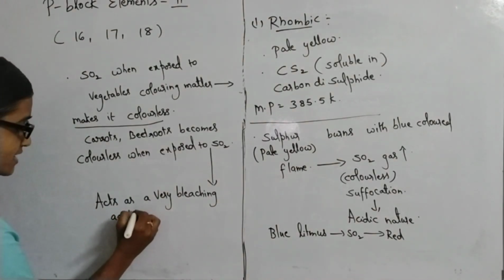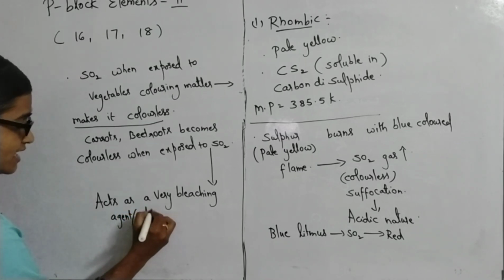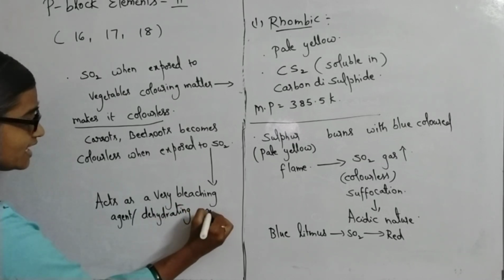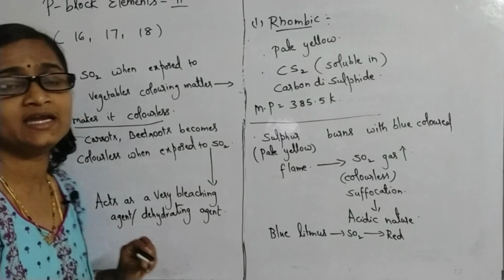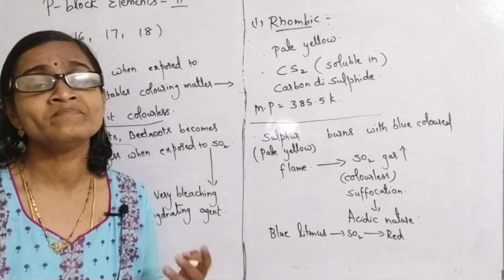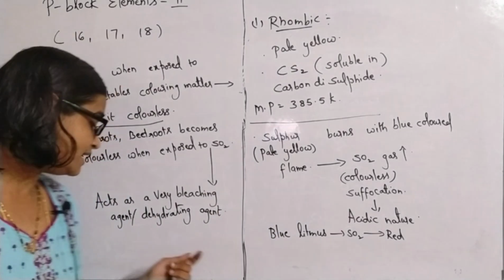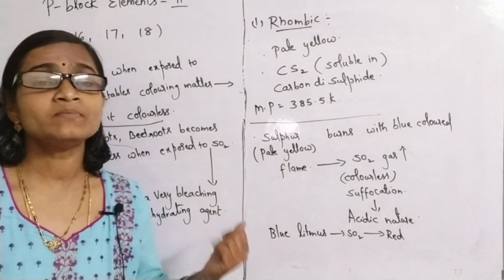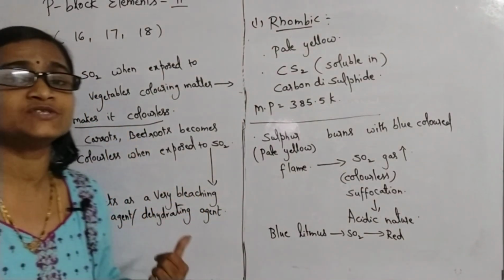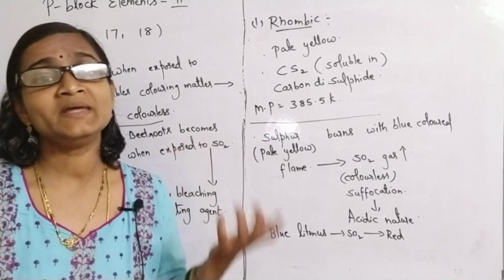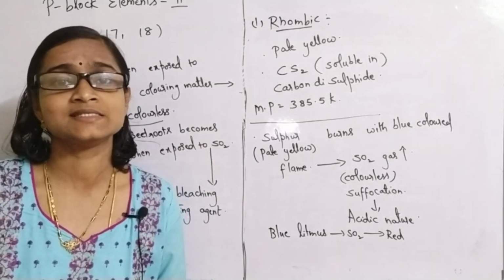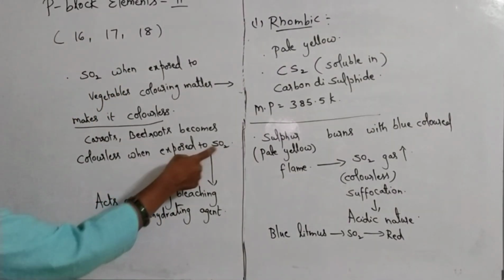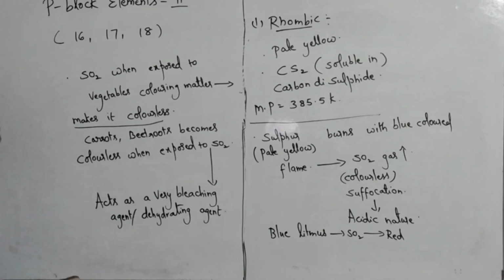Or in other words, you can even call it a dehydrating agent. Sulfur dioxide acts as a very good dehydrating agent. The word dehydrating, de stands for removal, removal of the hydrating molecule, meaning the water molecule. The water molecule gets removed from those vegetables or colored flowers. That's why they get bleached off, meaning they are rendered colorless. So sulfur dioxide acts as a very good bleaching agent.